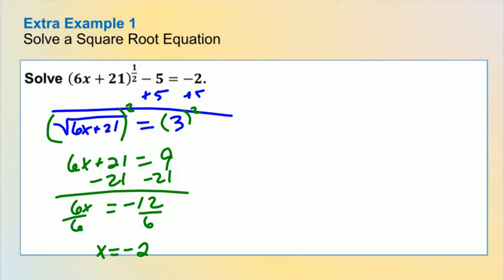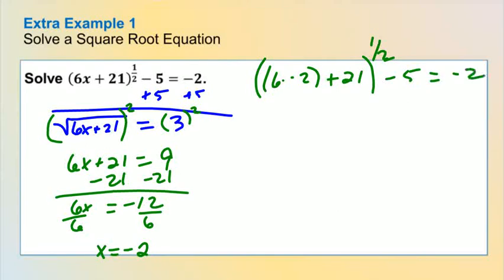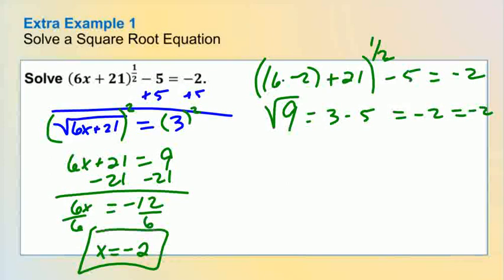Now if I check that, in here I would have 6 times negative 2 plus 21. All of this I have to raise to the 1/2 power, or find the square root of it. Subtract 5, and that should give me negative 2. So negative 12 plus 21 gives me 9. And the square root of 9 is 3, minus 5 will give me negative 2, which does equal negative 2. My answer is negative 2.